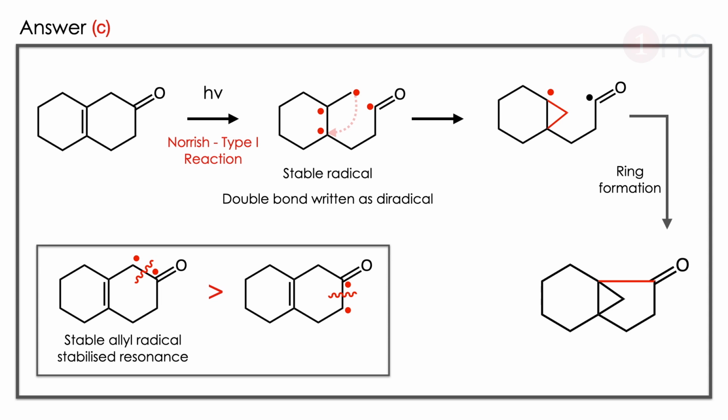Here we have to understand the breaking of the radical. There are 2 possibilities in a Norrish type 1 reaction, but we observed that the allyl radical will form. Why? Because it's stabilized by resonance. So the breaking occurred at the allyl position. The product occurred from the desired starting material.